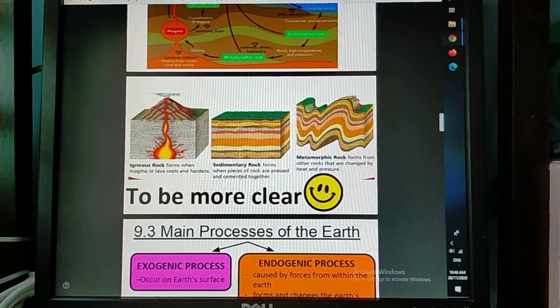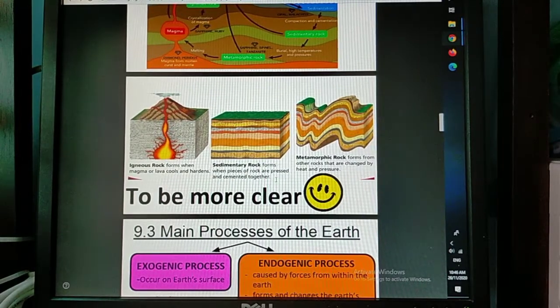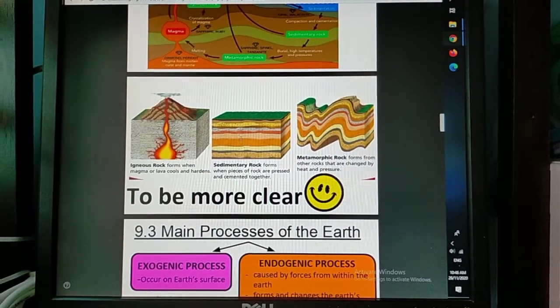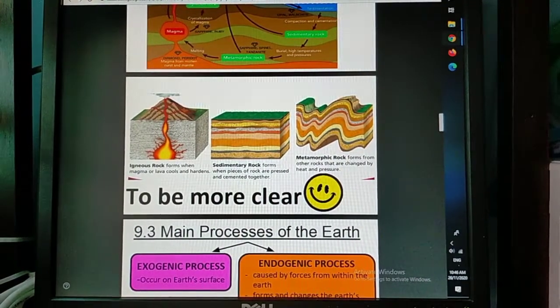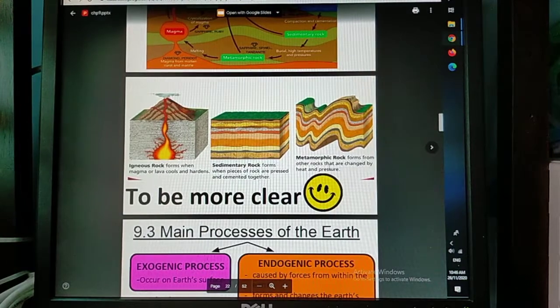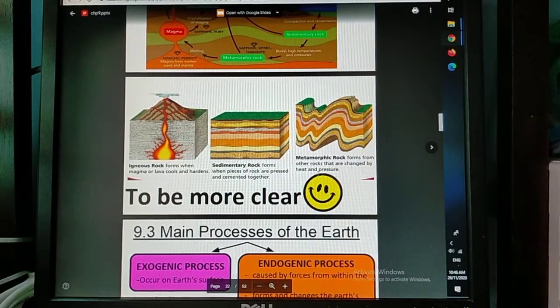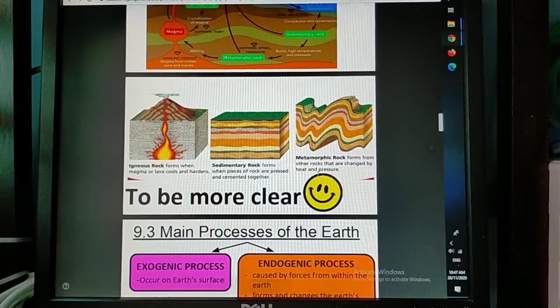Sedimentary rock forms when pieces of rock are pressed and cemented together. Sometimes there are even fossils inserted in between this rock. Metamorphic rock forms from other rocks that are changed by heat and pressure.